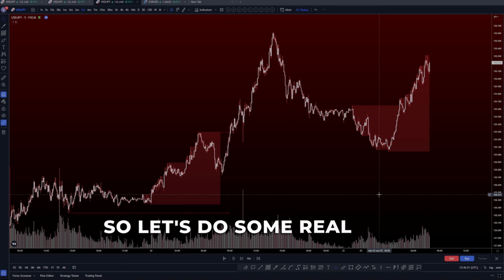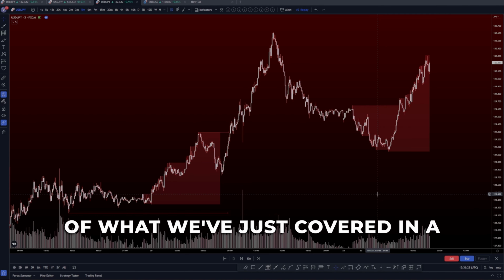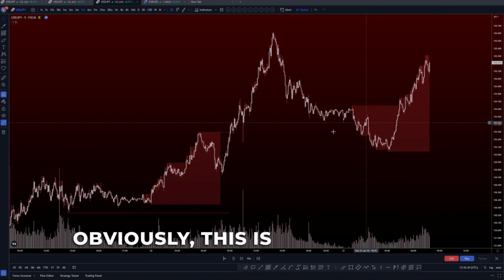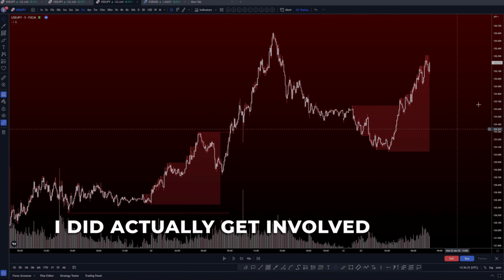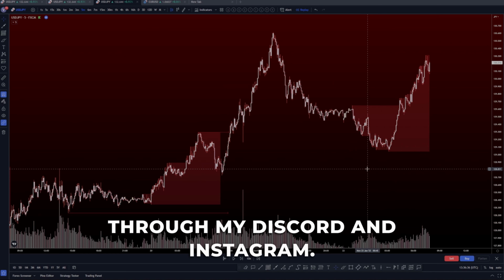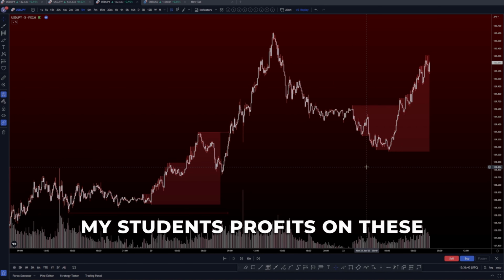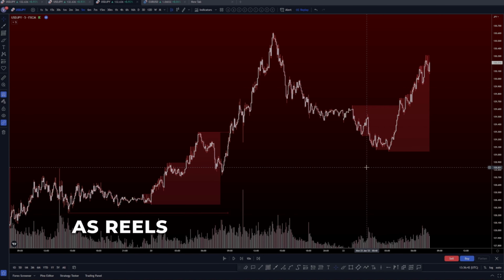So let's do some real life applications to the chart, guys, just so you can actually get a grip of what we've just covered in a live scenario. Now, obviously, this is back testing. I did actually get involved in this price action. You can actually see this through my Discord and Instagram. I do post my profits as well as my students' profits on these trades, as well as reels and content on those trades.